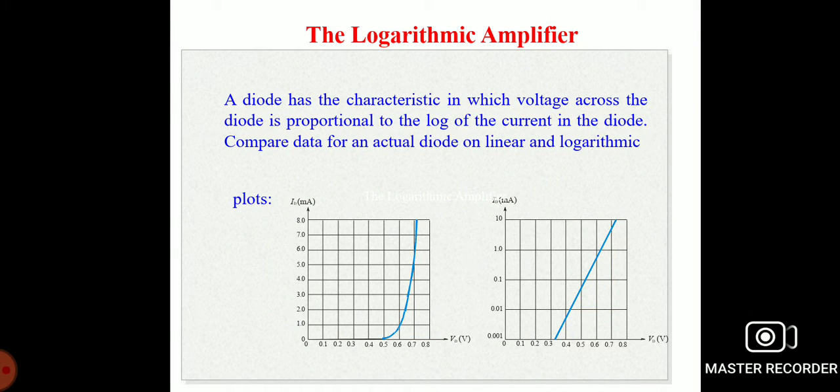In this lecture, EE8451 Linear Integrated Circuits and Applications. Today, we are going to discuss the topic Unit 3, Applications of Operational Amplifier, in the topic of Logarithmic Amplifier. Here, in the logarithmic amplifier, a diode has the characteristic in which the voltage across the diode is proportional to the log of the current in the diode.